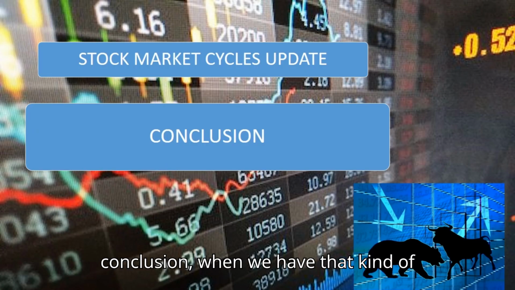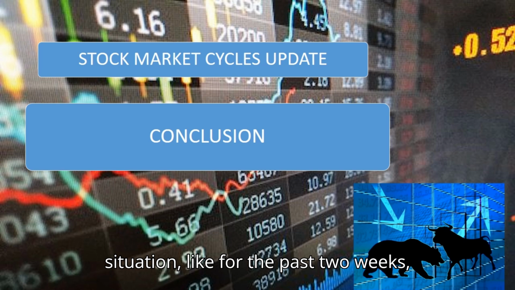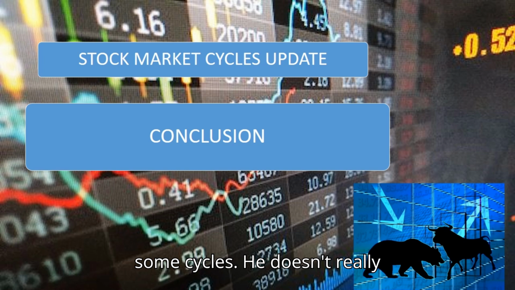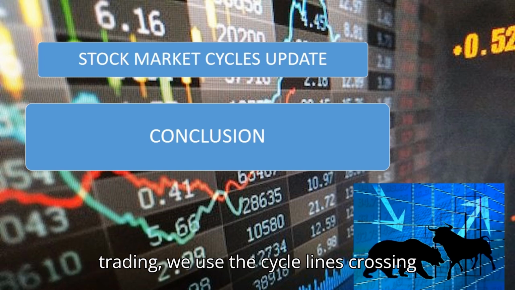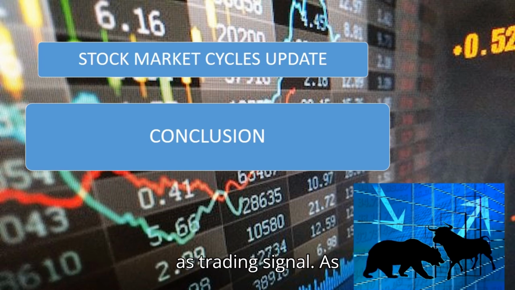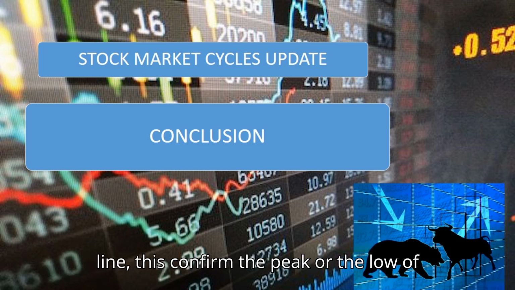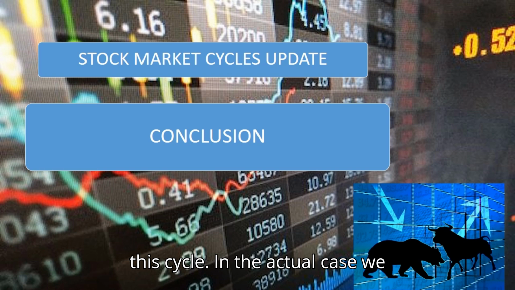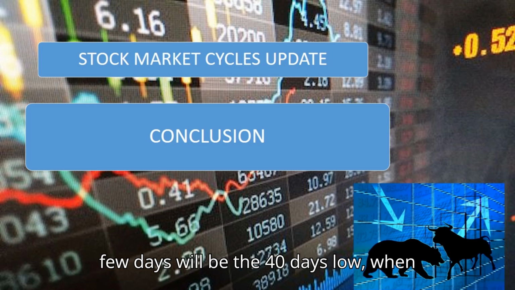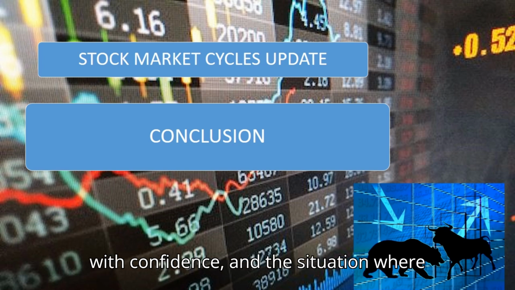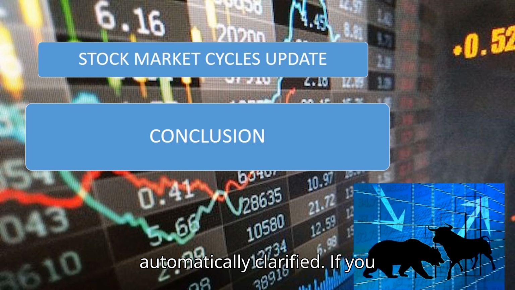In conclusion, when we have that kind of situation, like for the past 2 weeks, we have some uncertainty where to place some cycles. It doesn't really matter to know with exactitude where to place the cycles, since for trading, we use the cycle lines crossing as trading signal. As an example, when the market crosses any cycle line, this confirms the peak or the low of this cycle. In the actual case, we know the last low or the one in the next few days will be the 40 days low, when the market crosses above his cycle line. Then we can trade this cycle with confidence, and the question of which cycle goes where will be automatically clarified.